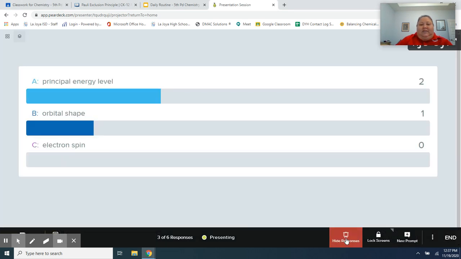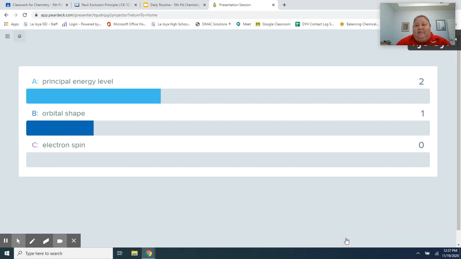3 people here have said the energy level is what's different about those 2 electrons in helium that we just talked about. 4 people have said that it's the principal energy. 1 person says it's the orbital shape. What do you think, guys? I think it's A. You think it's A? Anybody else think it's something different? So we're talking about those 2 electrons for helium that we just talked about.